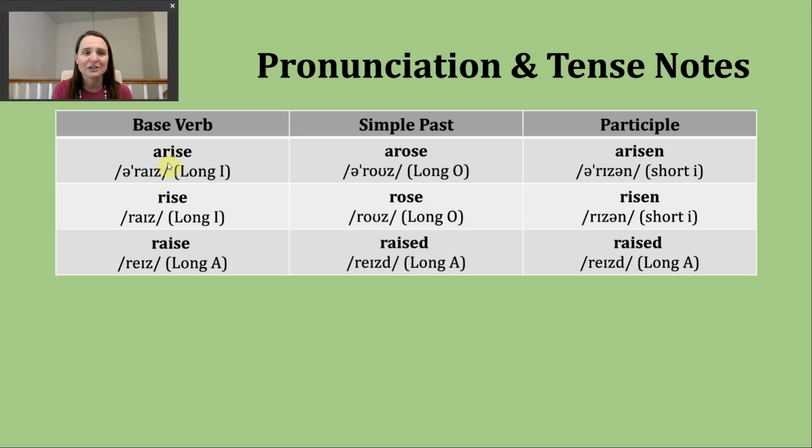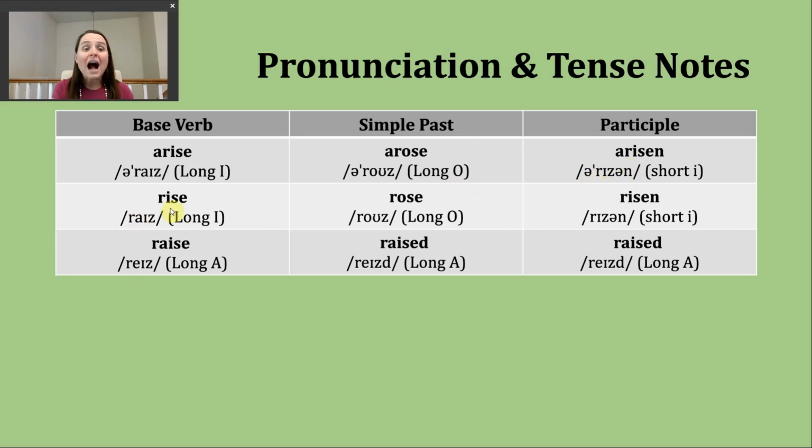I know sometimes that IPA can be a little hard to read and understand, so I'll make sure I'm saying these nice and clearly. So my base verb here, arise, hopefully you can hear it ending with this long I in it. Okay, and then in the past tense, I'm going to change the vowel sound to a long O, arose. Arose. And then the participle, now my second vowel sound is going to be a short I, arisen, arisen. Okay.